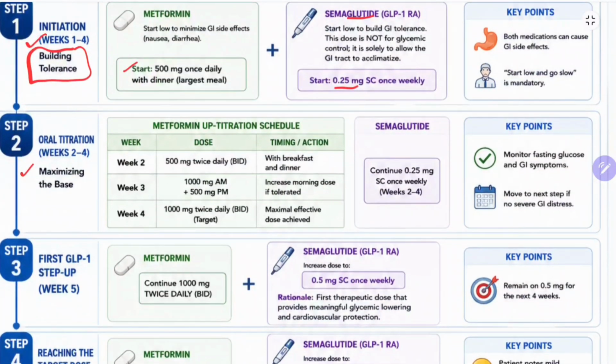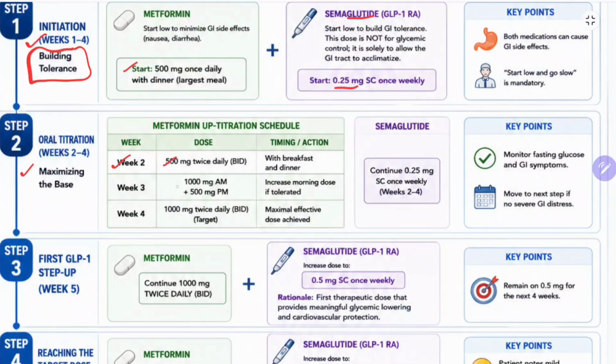Step 2 is oral titration first. So we are taking time to titrate this semaglutide. We are titrating metformin first. We are starting the combination, but we are titrating metformin first. We are giving one month's time for semaglutide so that our GI system gets adapted to it. So, maximizing the dose of metformin.